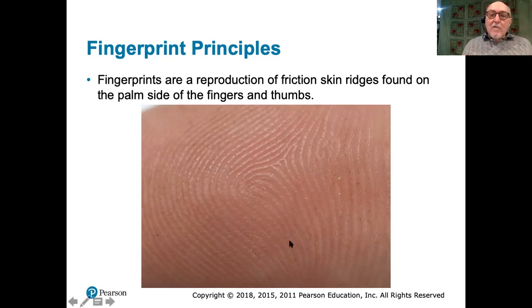This gross overall pattern, the loop and the others that we'll see in a minute, these are useful for developing that classification system, for subdividing the fingerprint records into workable categories. But what actually distinguishes the individuality of the fingerprint are little tiny features such as this. We'll refer to them again, so don't worry about it for the moment.